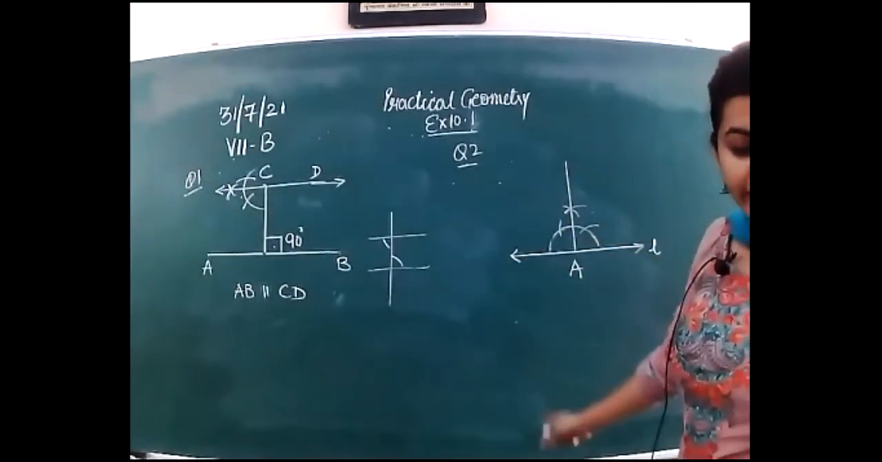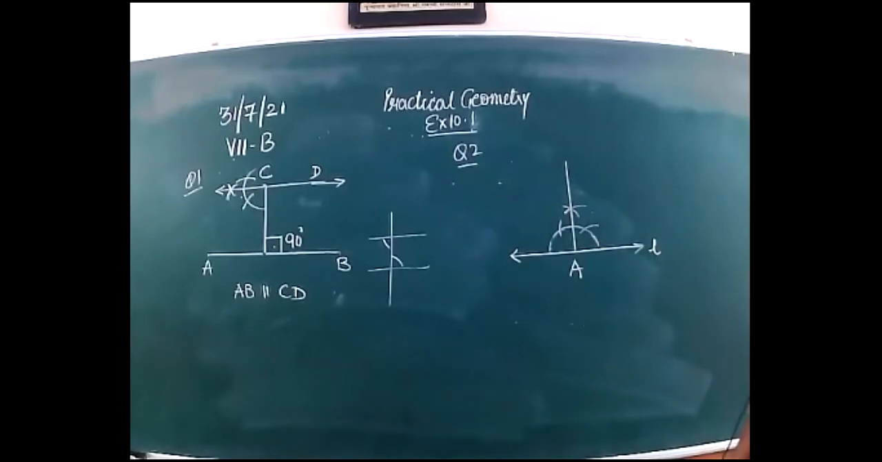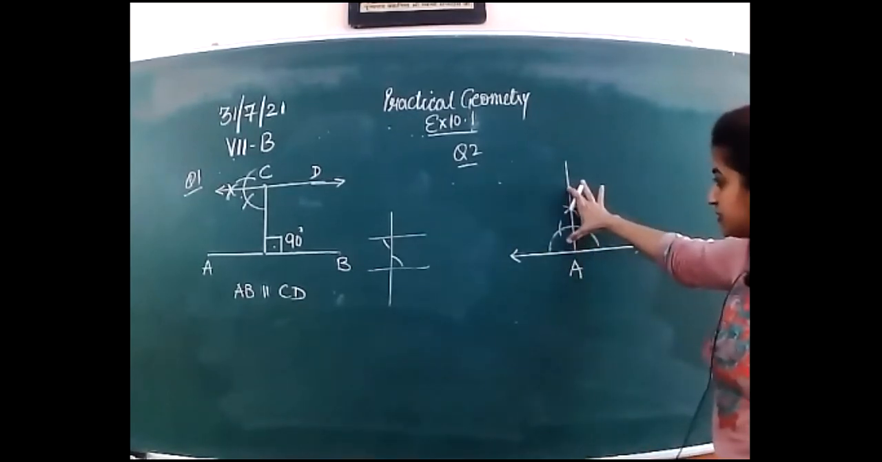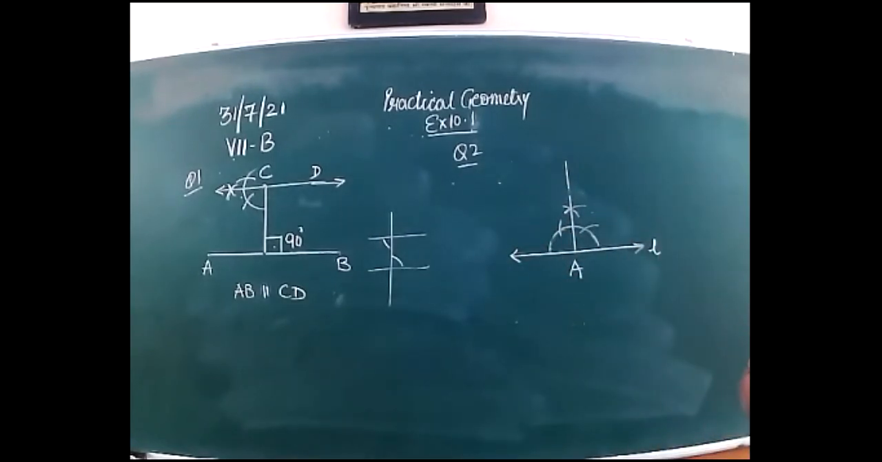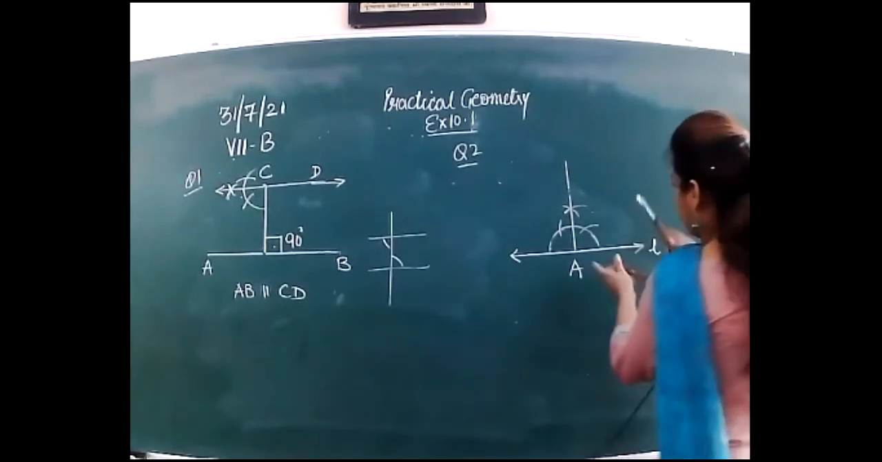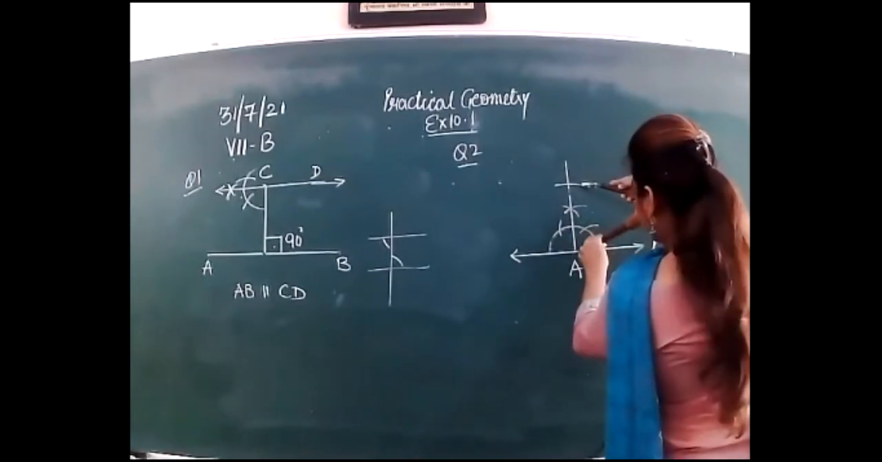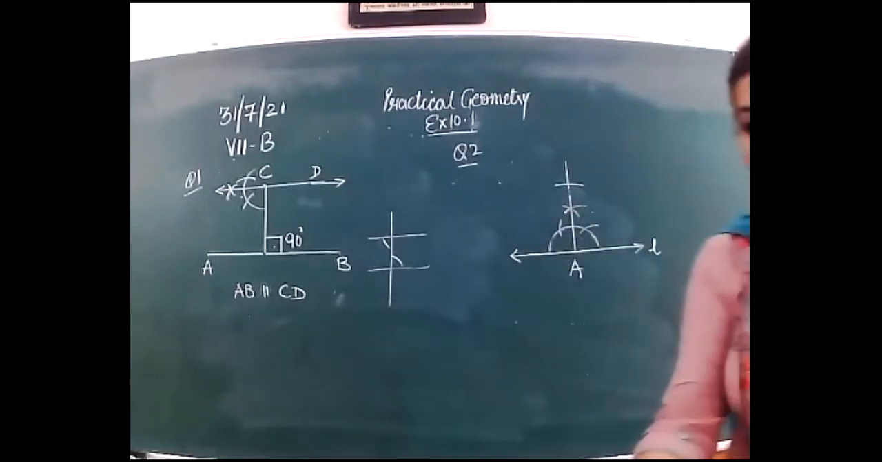on this perpendicular line, choose a point X which is 4 centimeter away from L line. Here at a gap of 4 centimeter you have to take one point X. What you will do? Please open the compass of 4 centimeter. Open the compass of 4 centimeter. Four centimeter. Mark here.